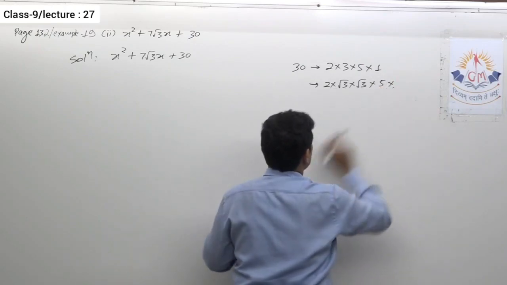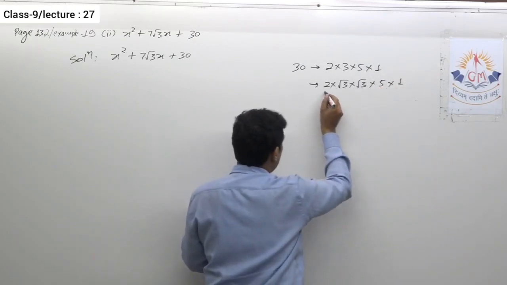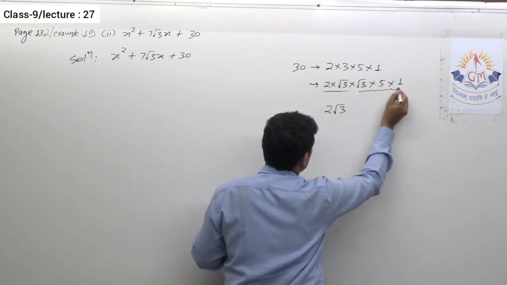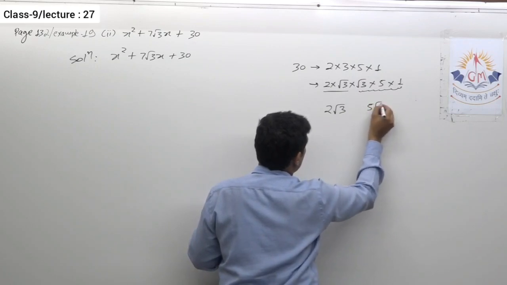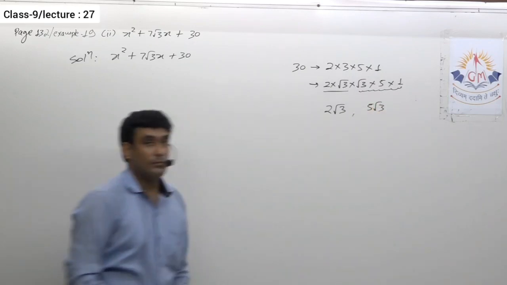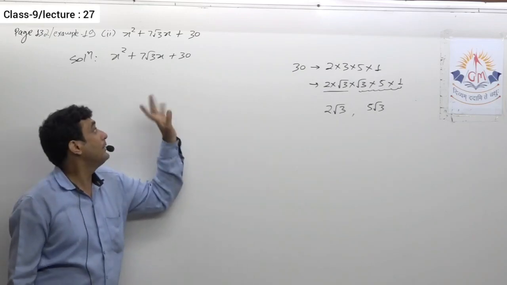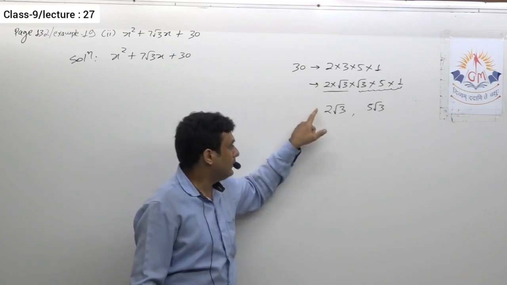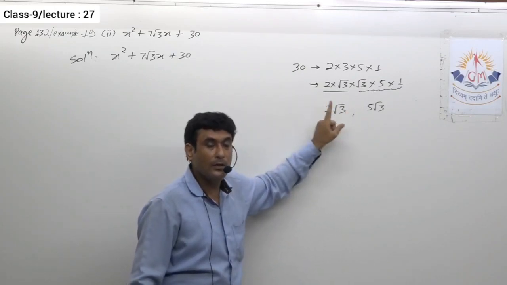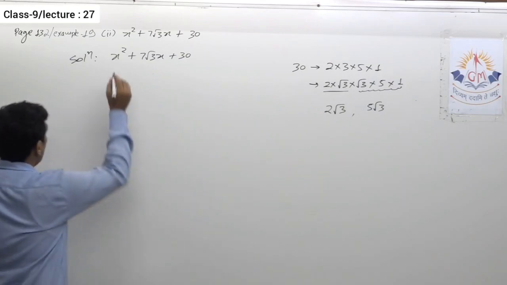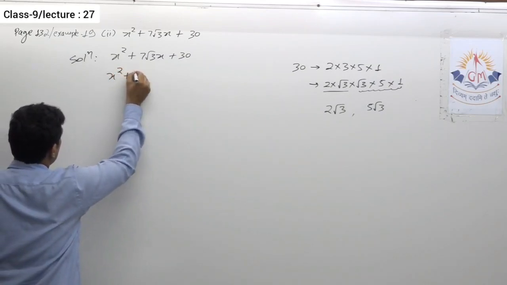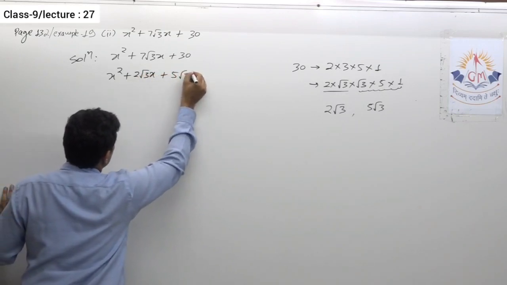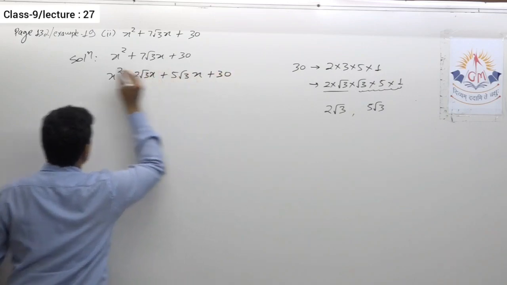Okay, now there is one more combination. If I take these two together, that is 2 root 3, and these 5 and root 3 in another group, that is 5 root 3. Now definitely their sum is 7 root 3, which is the required. Also, this is positive 7 root 3, that means we have to take these two terms with a positive sign. So here I write x square plus 2 root 3x plus 5 root 3x plus 30.